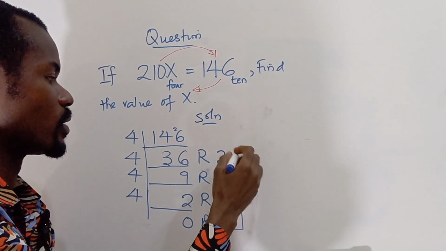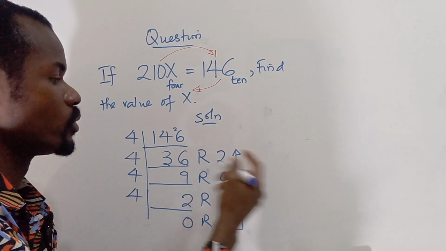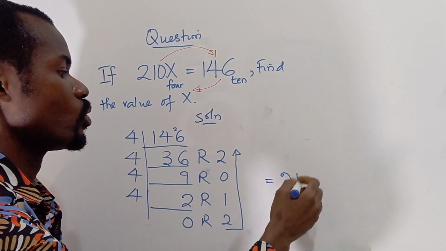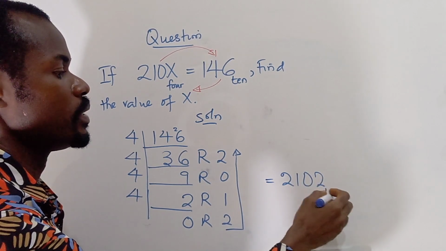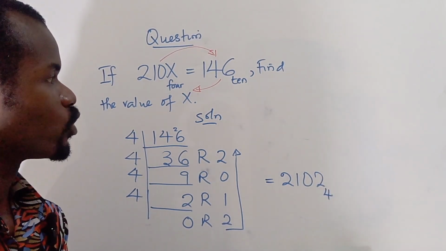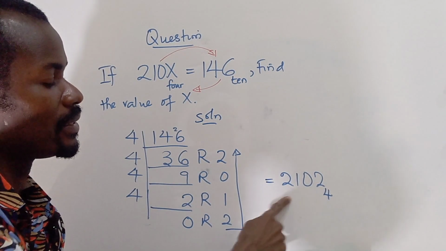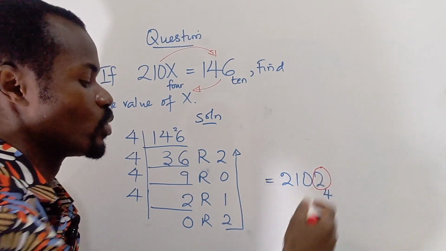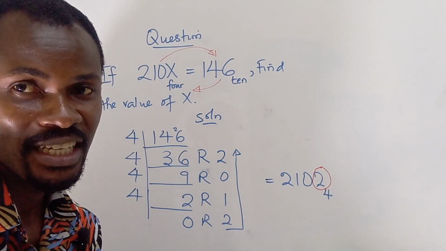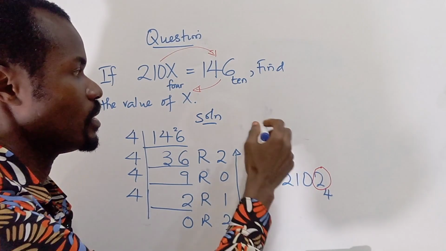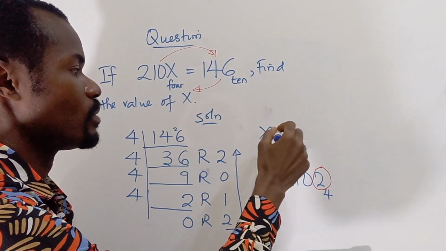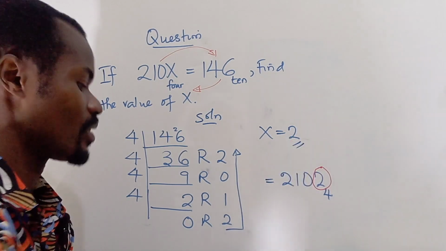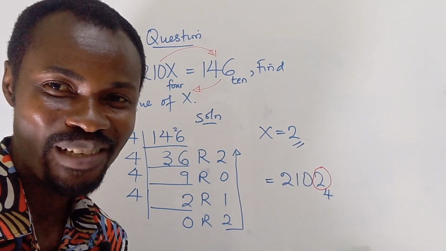So all we need to do is go up. So we have 2102 base 4. Now if you compare this and this, you can see that our x is 2, situated at the last position. So the value of x in this problem is equal to 2. So that gives us the solution to this simple problem.